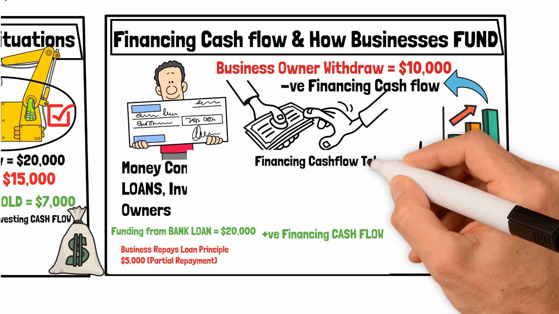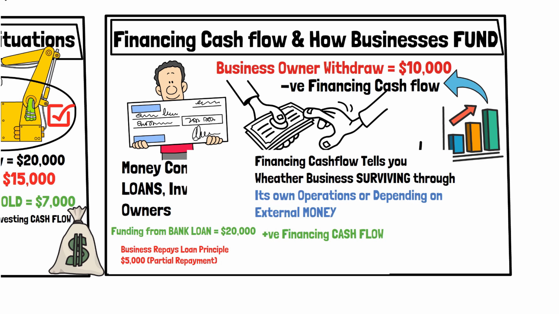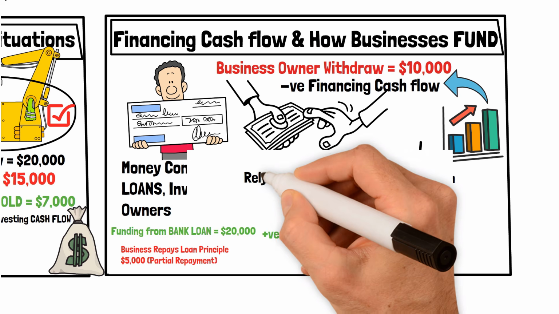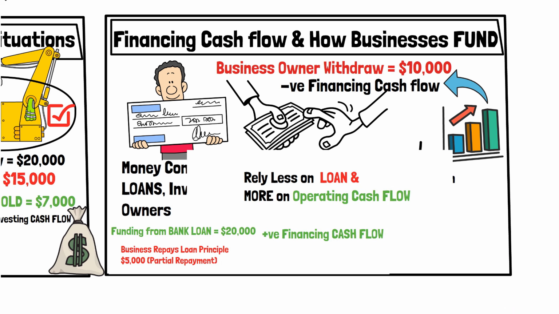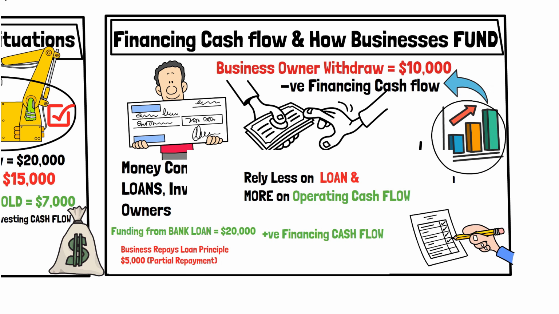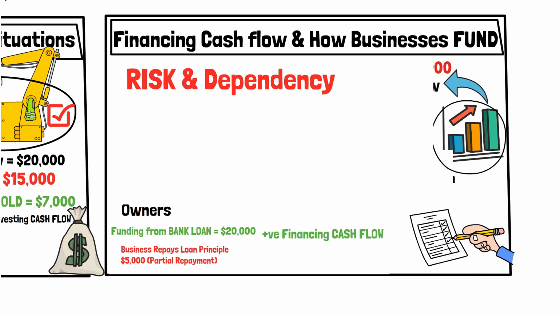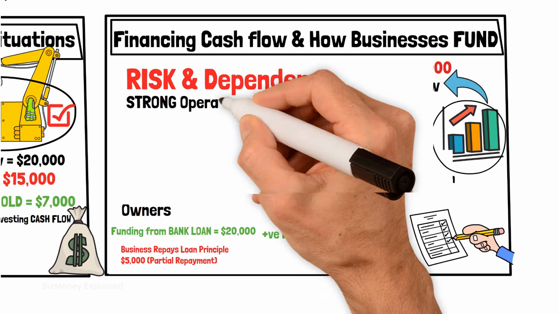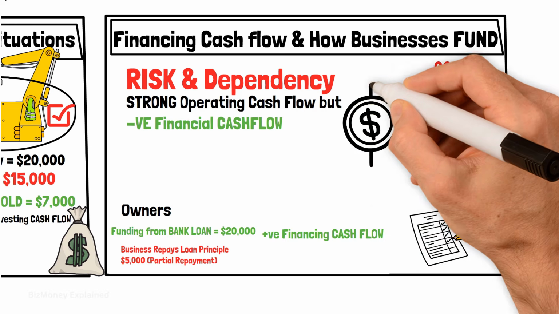Financing cash flow tells you whether a business is surviving through its own operations or depending on external money. Healthy businesses aim to rely less on loans over time and more on operating cash flow. This section reveals financial discipline, risk levels, and long-term stability. Financing cash flow also helps you judge risk and dependency. If a business shows strong operating cash flow but negative financing cash flow, it usually means loans are being repaid and ownership control is improving.